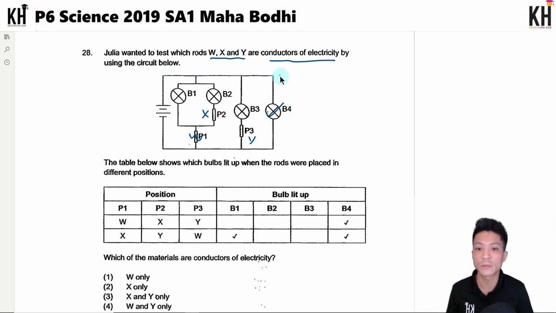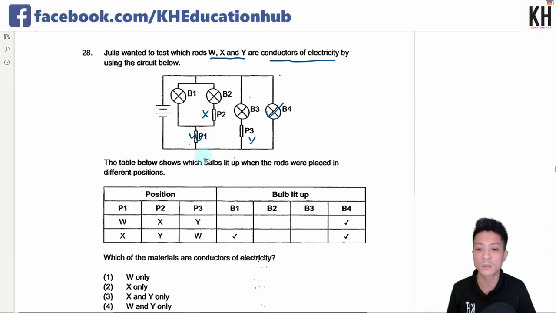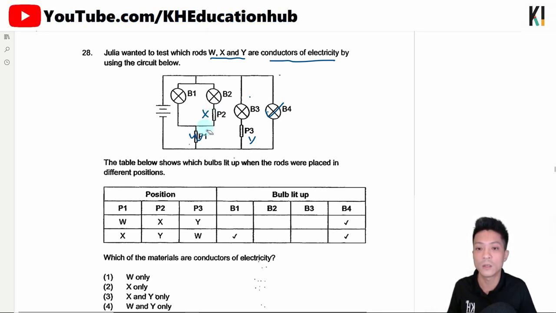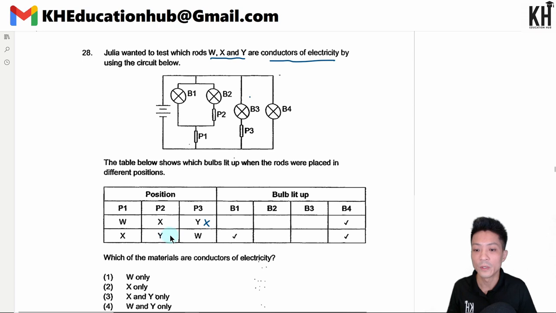So this suggests that it's a bit difficult to tell at this moment, so I'm going to go to the other options. Let me take a look at it again. Bulbs 1 and 2 did not light up, which means that W and X, maybe one of them is a non-conductor, or both of them. Bulb 3 did not light up, which means that Y is definitely a non-conductor of electricity. So I'm going to put a cross over here. Y is a non-conductor.